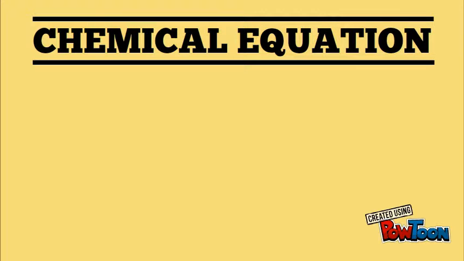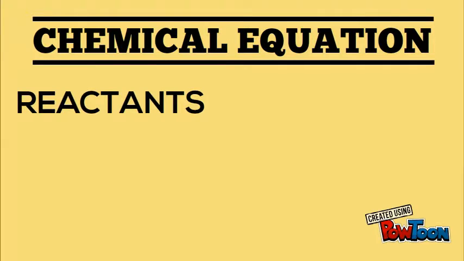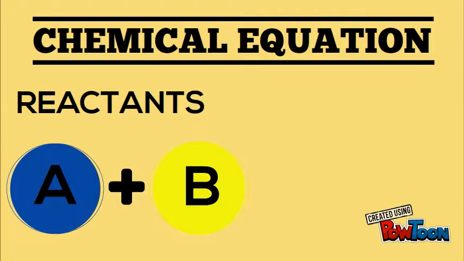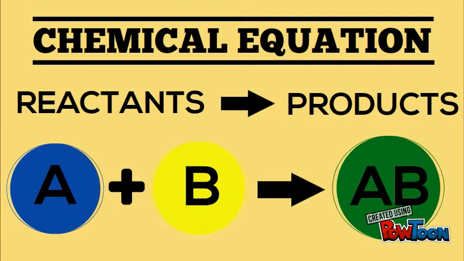A chemical reaction is typically represented by a chemical equation. There are 2 parts in a chemical equation. The reactants, or substances which take part in a chemical reaction, are on the left side of the arrow, while to the right of the arrow are the products, or the new substances formed after a chemical reaction.